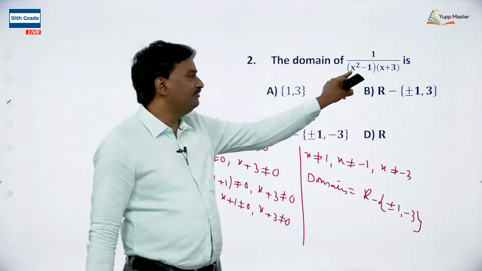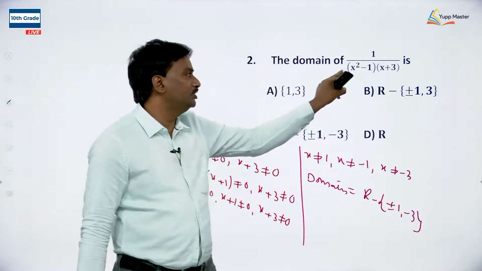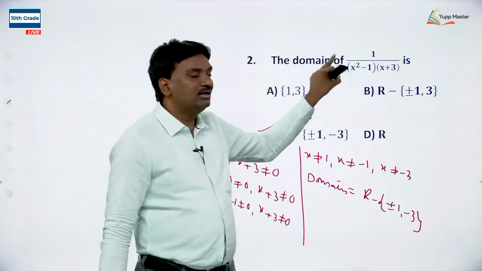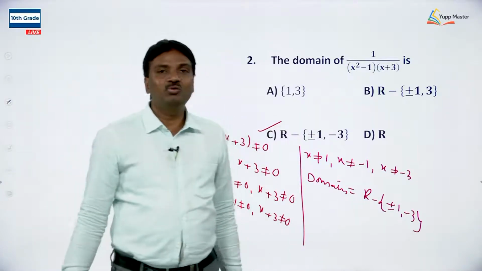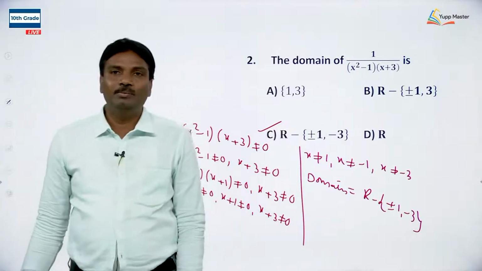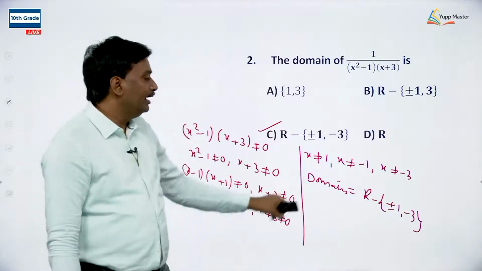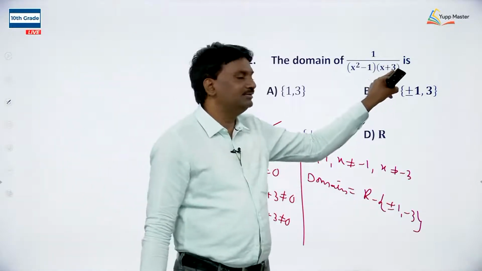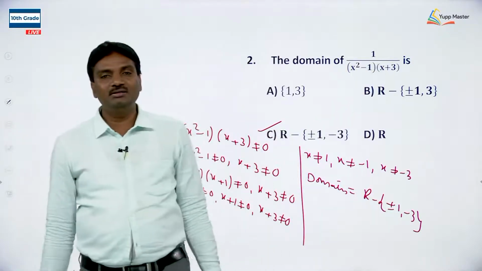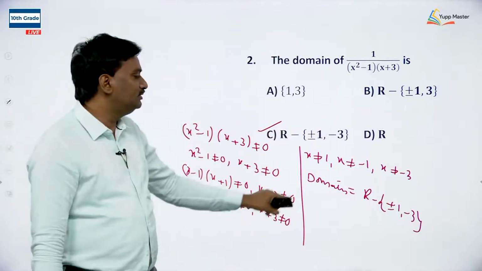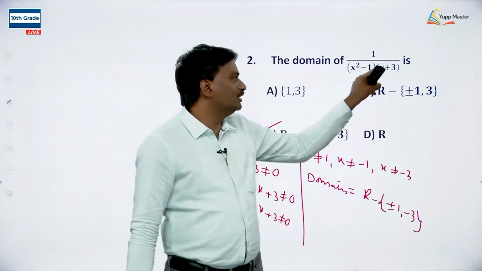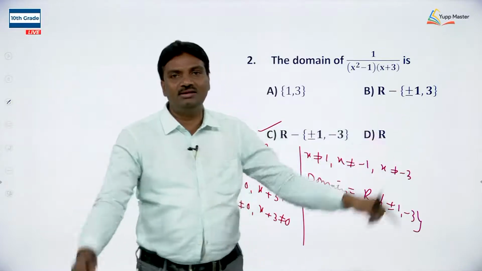In place of x, if we take 1, 1 square minus 1 is 0, 0 into something is 0, 1 by 0 is infinity, not defined. In place of x, if we take minus 1, 1 minus 1 is 0, again 0 into something is 0, 1 by 0 is also not defined. If we take minus 3, minus 3 plus 3 is 0, 0 into x square minus 1 is 0, 1 by 0 is not defined. So except these three numbers, you may take any real number. If you take x equal 0, 0 minus 1 into 0 plus 3, 1 by minus 3, that is defined.